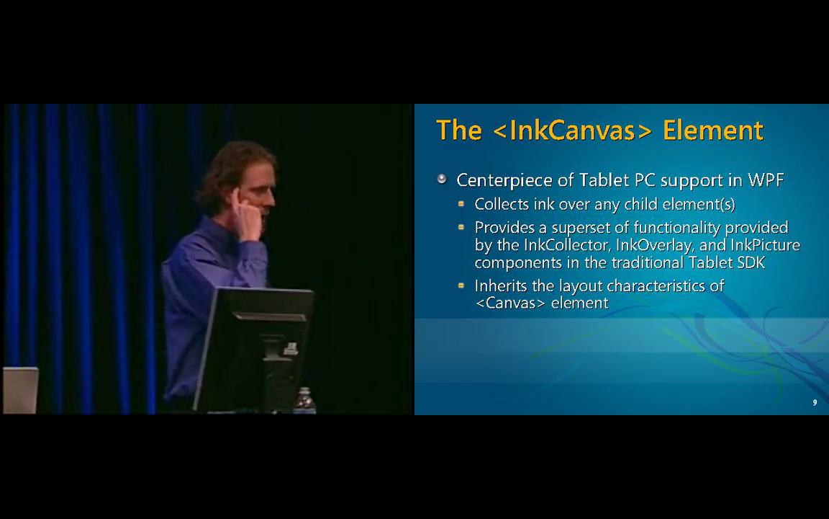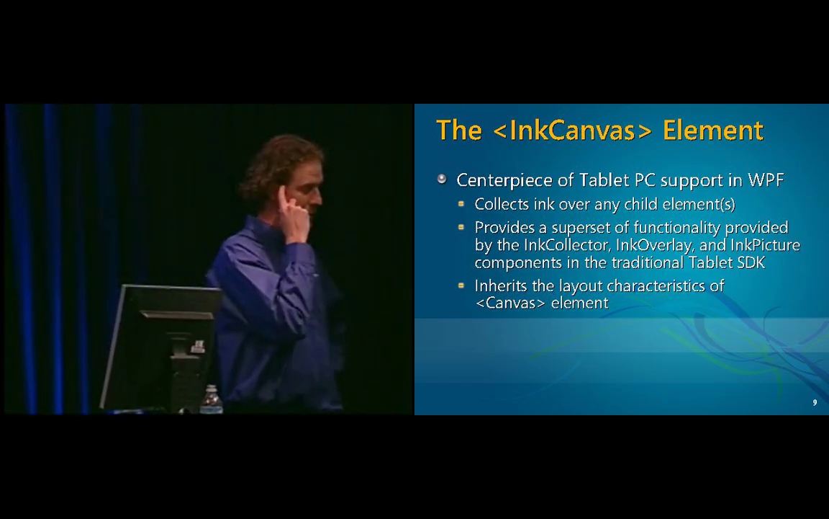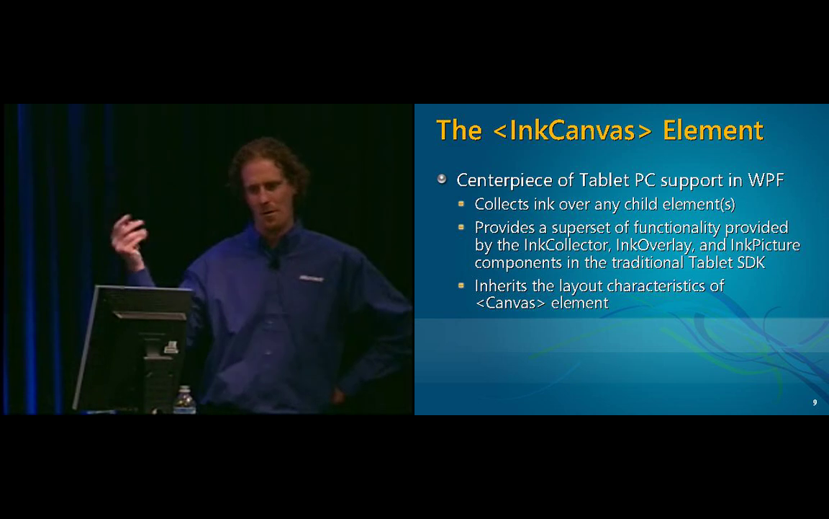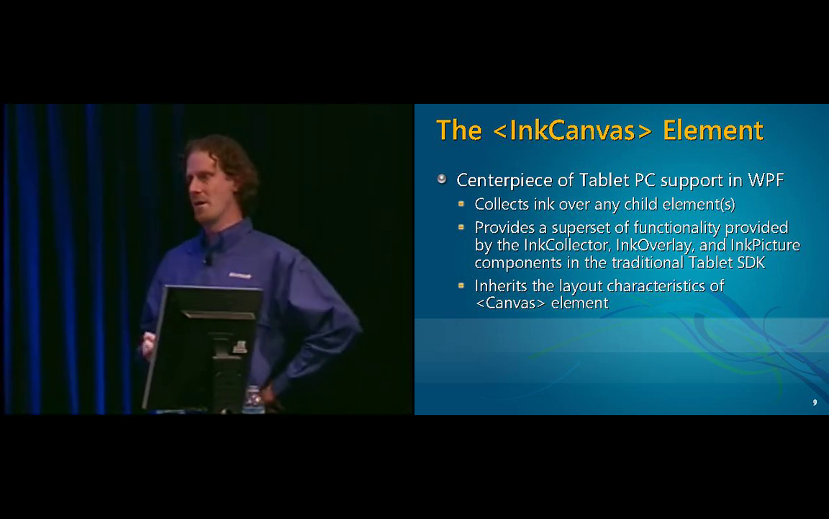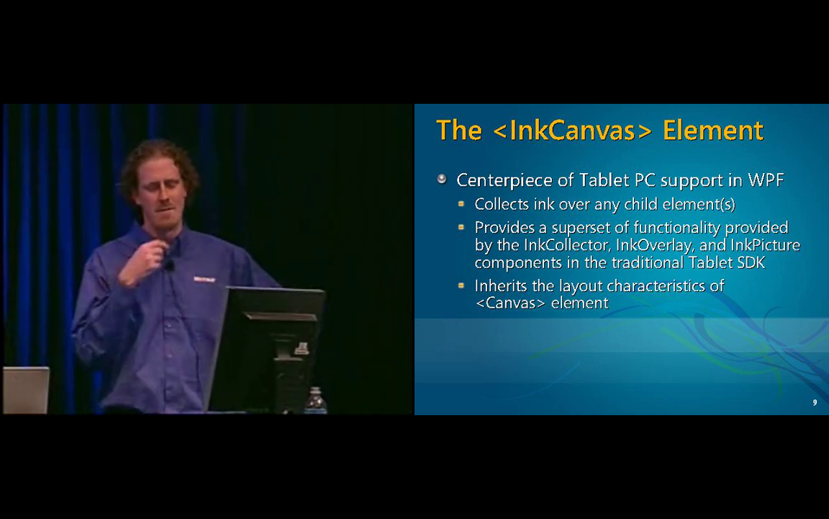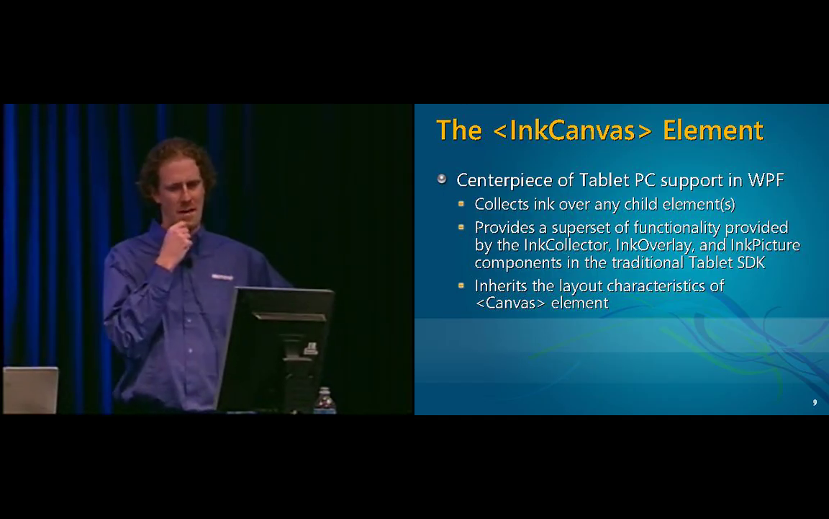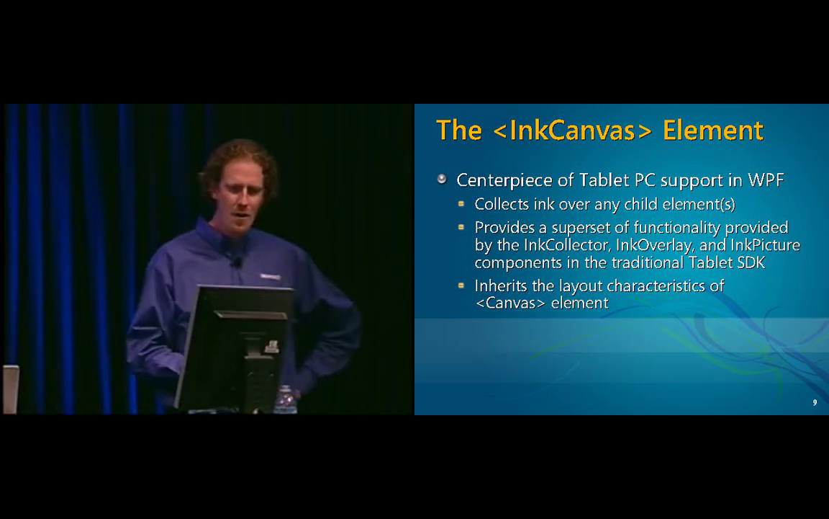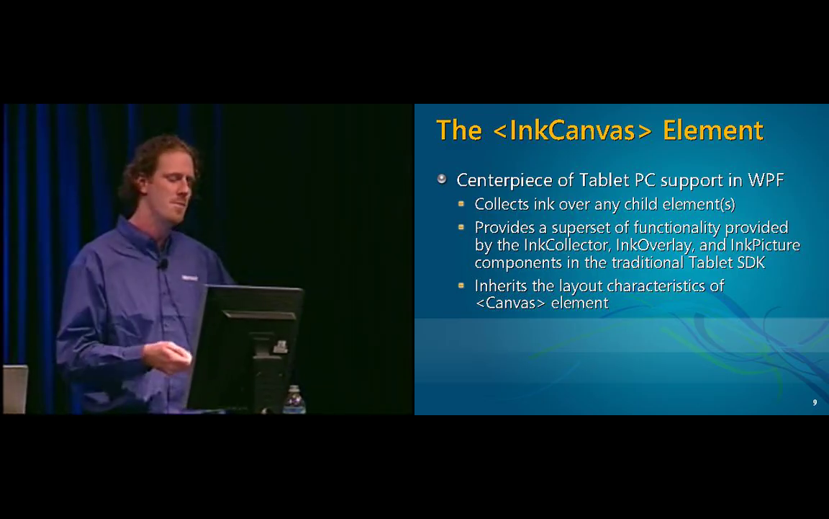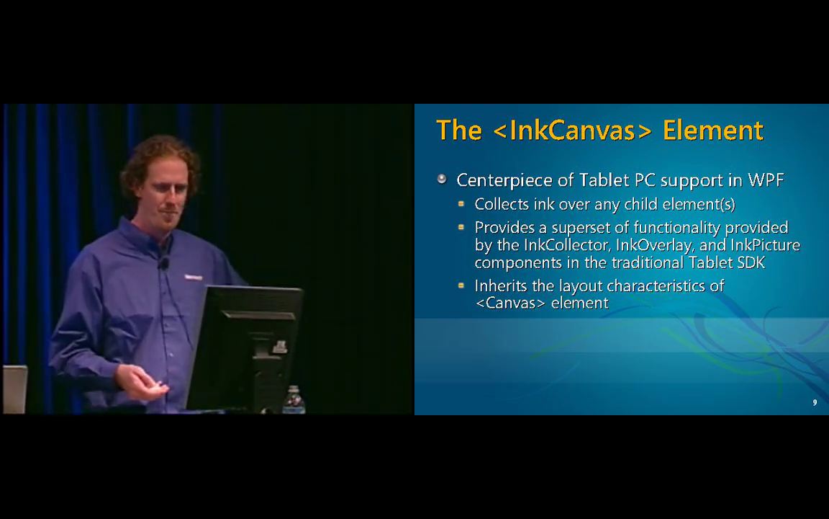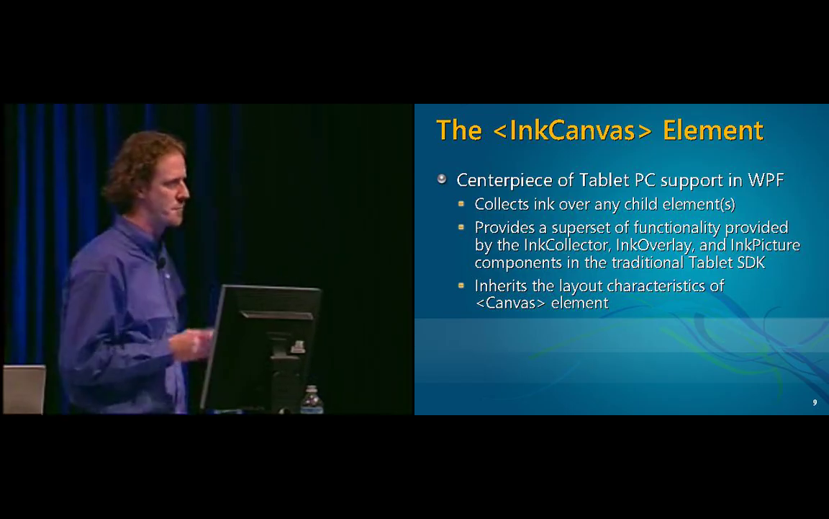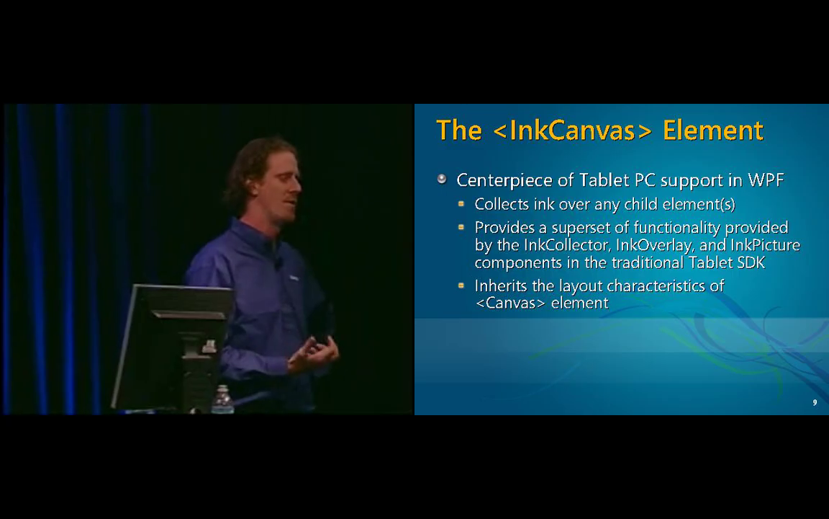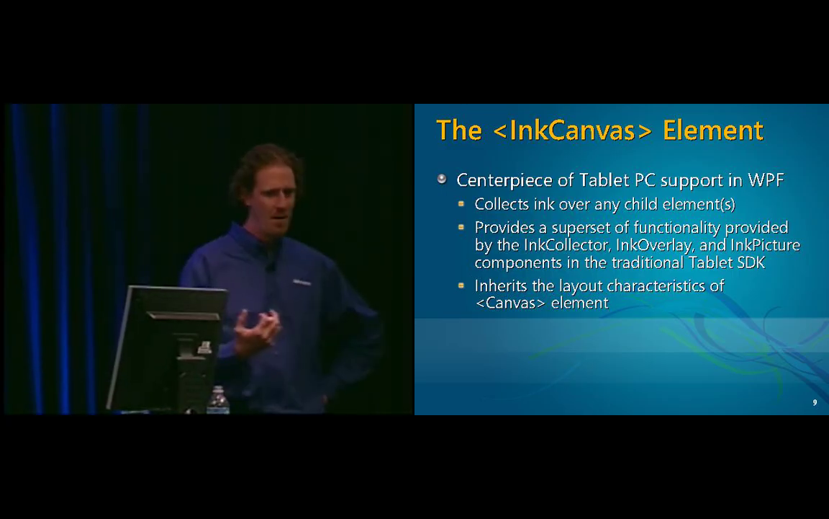So about half of you have some experience with our existing platform, and the question may have already jumped into your mind. If you're familiar with ink collector, ink overlay, and ink picture, how does ink canvas map to those? Which is it the most like? Really, ink canvas serves as a superset of all three of those, and we'll see it in action. By default, the biggest difference between ink canvas and ink picture, for example, is that ink canvas collects ink over the top of any of its child elements.